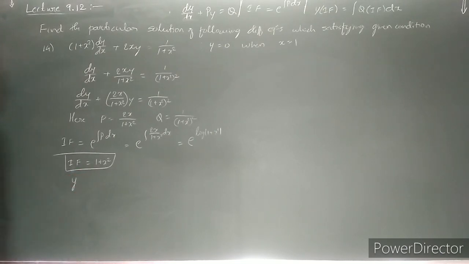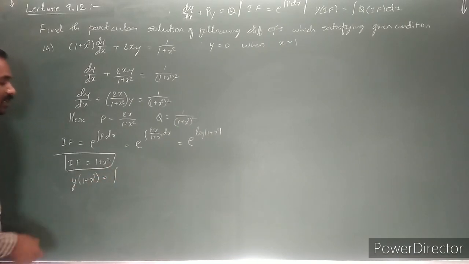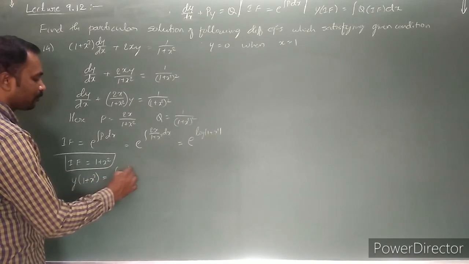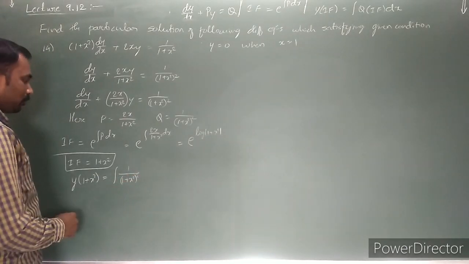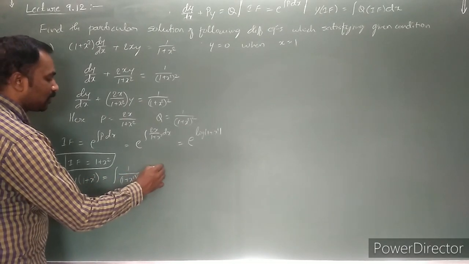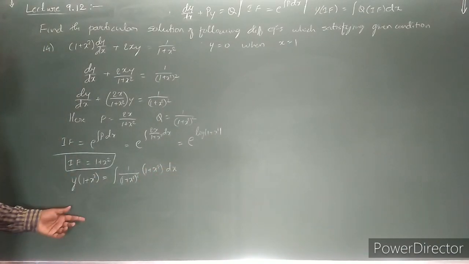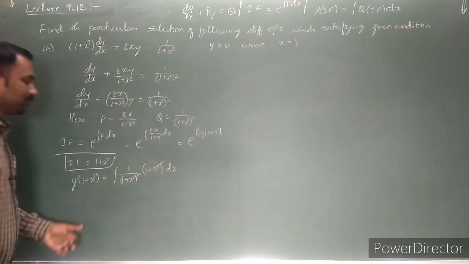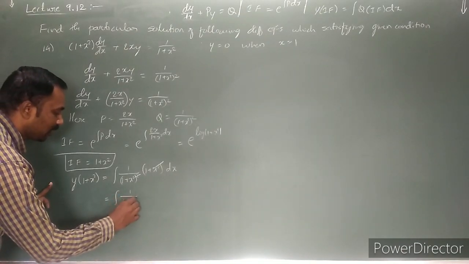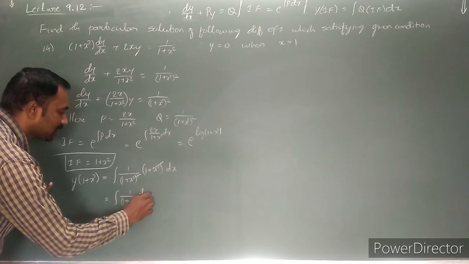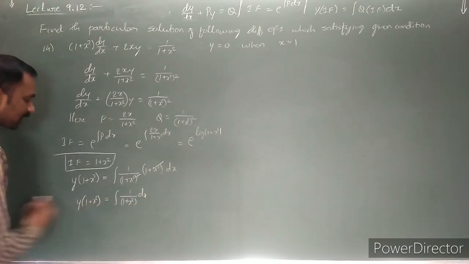Now y into integrating factor, that is y into 1 plus x square, is equal to the integration of q into integrating factor, that is 1 by (1 plus x square) whole square into 1 plus x square, dx. Okay, now cancel it, simplify. What will you get? Remaining term is 1 divided by 1 plus x square dx. Left hand side is y into 1 plus x square.